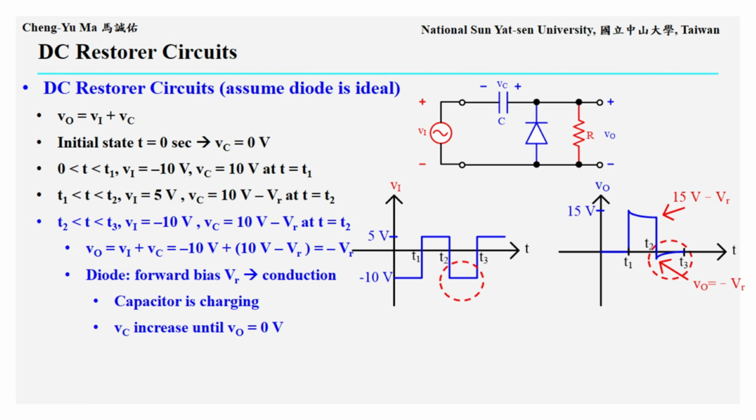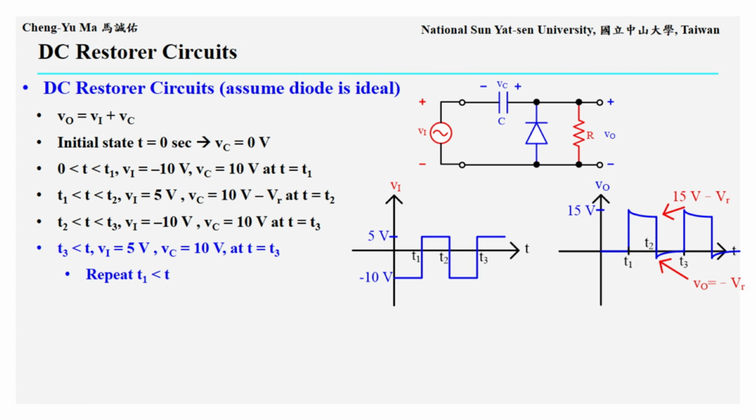During the interval from T2 to T3, the capacitor voltage at the beginning of this interval is 10 volts minus Vr. When Vi changes back to negative 10 volts, the output voltage immediately becomes Vo equals negative 10 volts plus the quantity 10 volts minus Vr, which equals negative Vr. At this instant, the diode becomes forward biased and starts to recharge the capacitor. The charging continues until Vc returns to 10 volts. At that point, Vo becomes 0 volts and the diode no longer conducts. The output waveform shown on the right represents this recharging behavior.